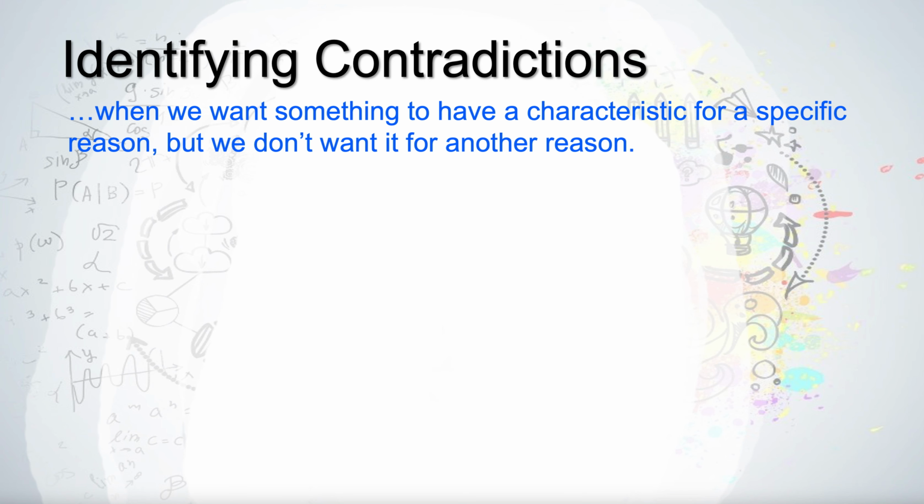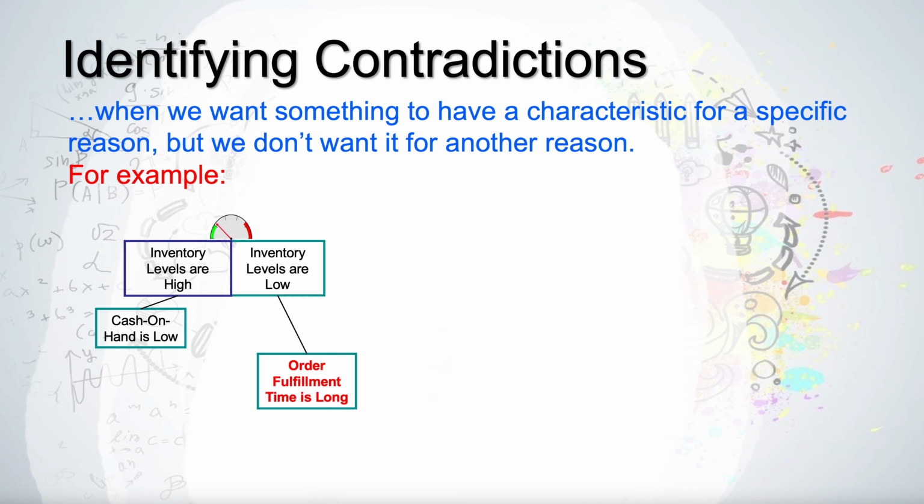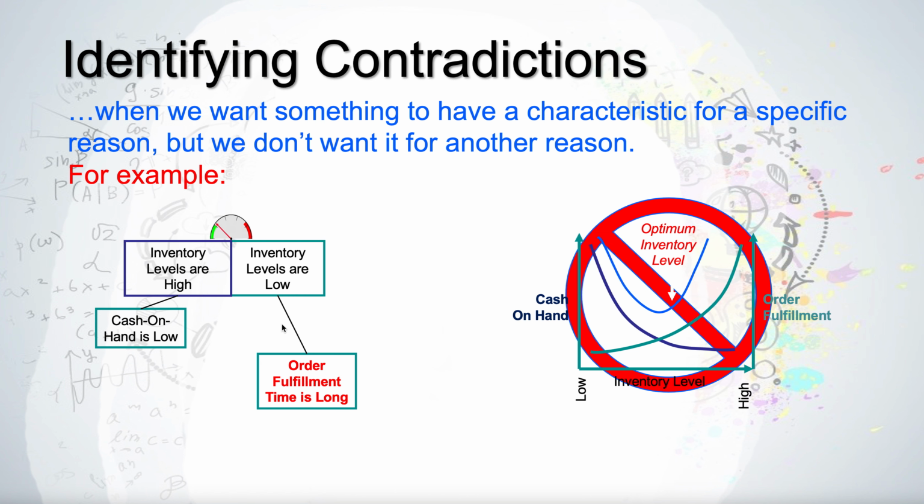Identifying contradictions. That's where we want something to have a characteristic for one reason, and we don't want that characteristic for another reason. For example, let's say order fulfillment time is too long. We might say that's because inventory levels are very low. If we switched it or changed it to carrying very high levels of inventory, we'd have very little cash on hand. So we want it to be low and we want it to be high.